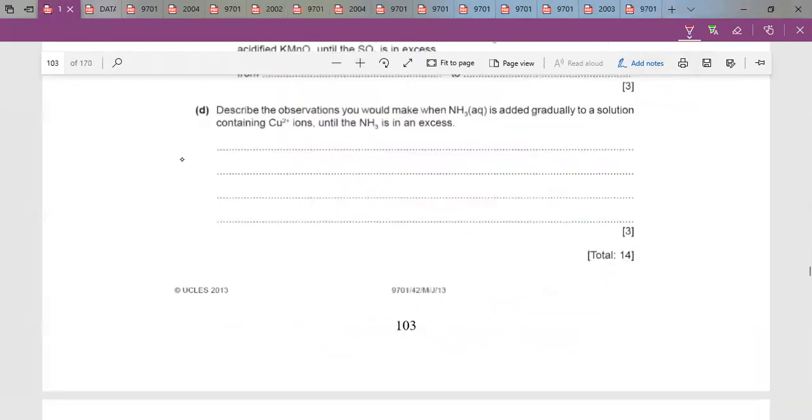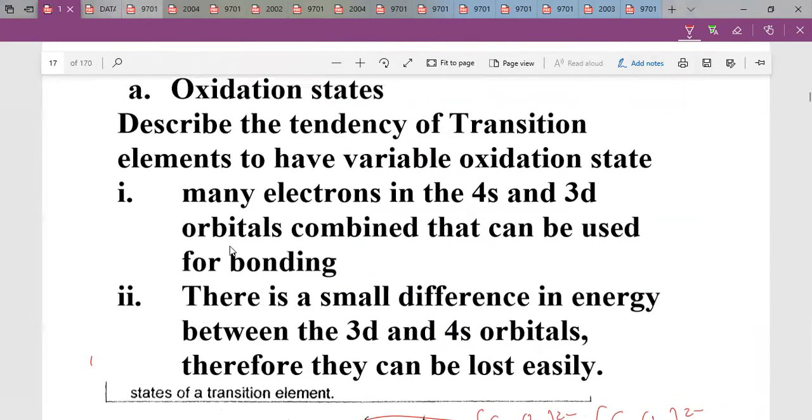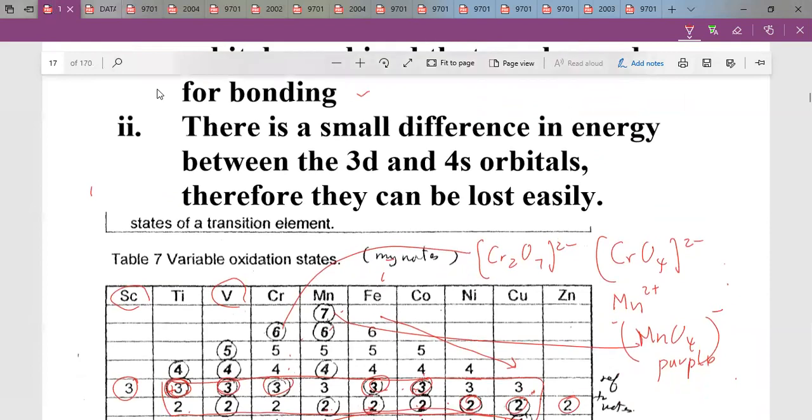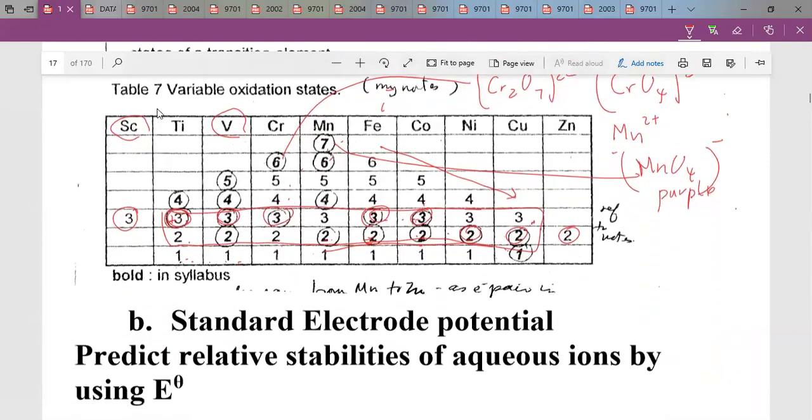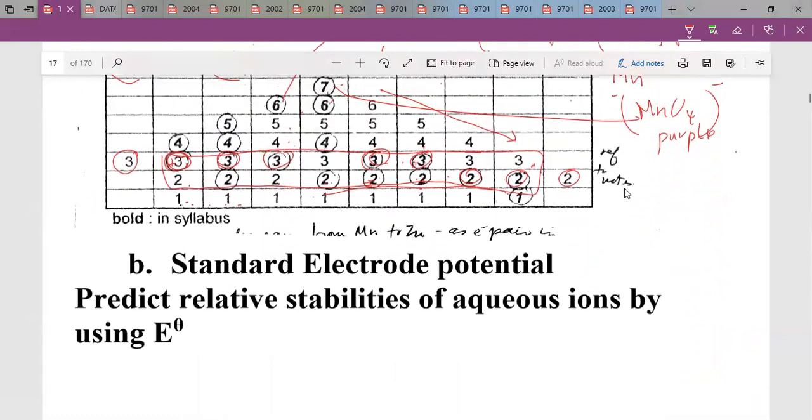Now let's go back to page 17, where I described my notes here. Describe the tendency for transition elements to have variable oxidation states. Many electrons in the 4s and 3d, combined, can be used for bonding, can be lost. There is a small difference in energy between the 3d and 4s orbitals. So they can lose 4s and 3d electrons easily. Now this is the thing to explain this too.